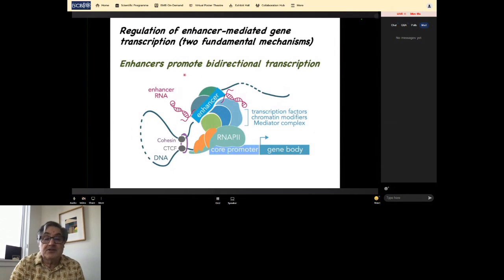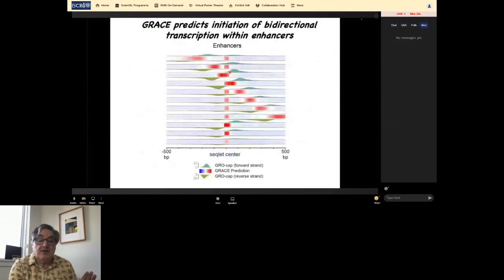I'll remind you that transcriptional enhancers in the genome are known to promote bidirectional transcription. So given that, we asked: if we take DNA sequences that reside within open chromatin regions and make GRACE predictions of where GRACE is predicting the active DNA sequences are, how would those predictions line up with actually measured bidirectional transcription at enhancer elements? And these are predictions and testing that we've carried out in the human B cell line.